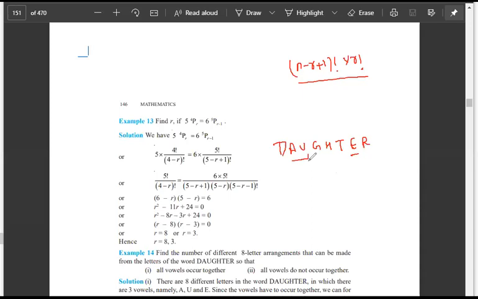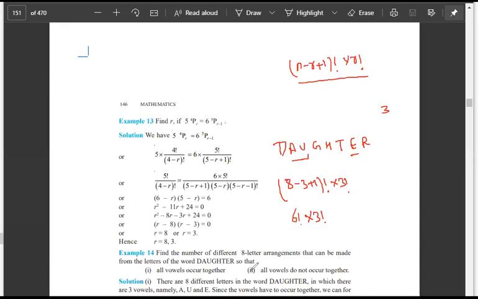Yes, it is a special case too. So these three are vowels, so you have three vowels, right? And total alphabets are 8. So it will be (8 minus 3 plus 1) factorial into 3 factorial, yes or no? 6 factorial into 3 factorial. Because these three will also be one object, yes or no? Right everyone?